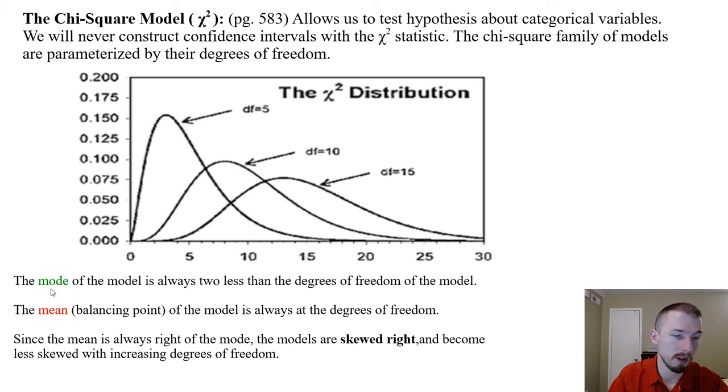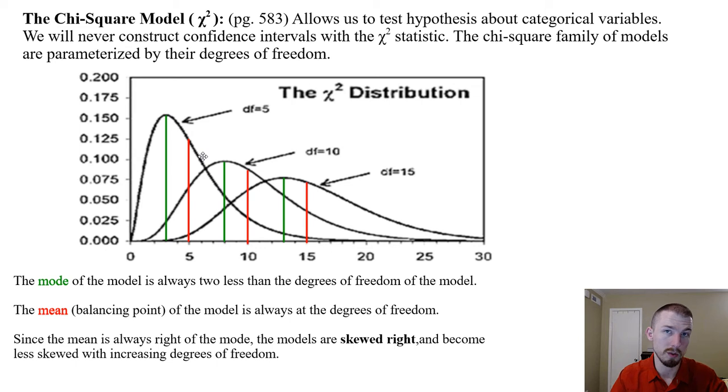Just some general things. The mode here is always 2 less than the degrees of freedom, so that's going to be the most common. That's 3 because the degrees of freedom was 5, 8 because the degrees of freedom was 10, and 13 because that was 15. Now the mean, the balancing point of the distribution, is always the number of degrees of freedom from our test. Since the mean is always to the right of the mode, the models are always skewed to the right and become less skewed with increasing degrees of freedom, because that offset of 2 is less and less important.